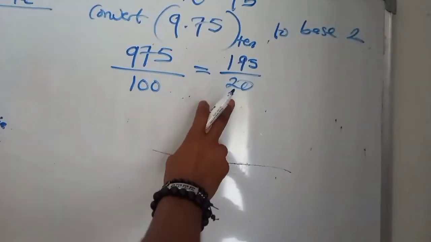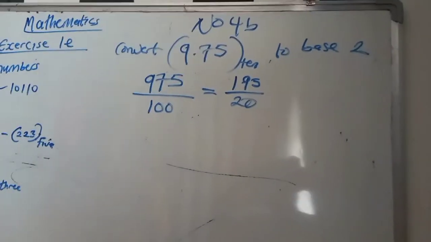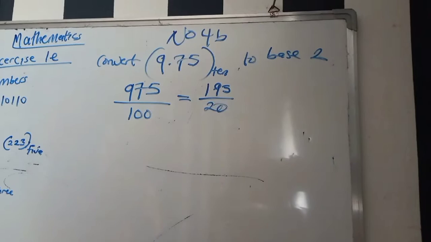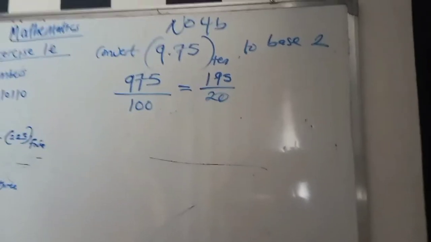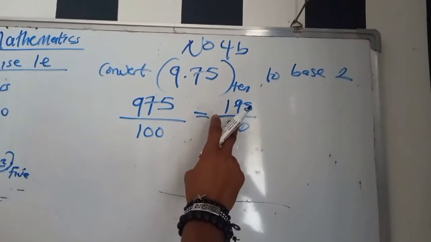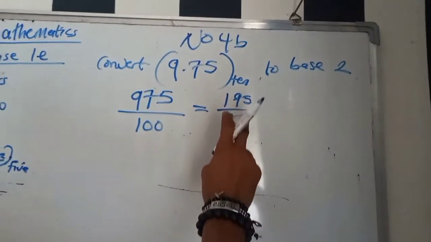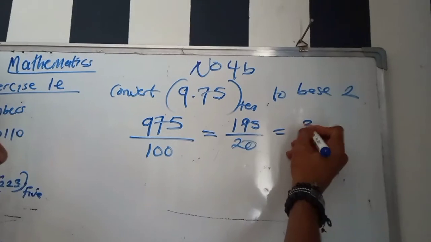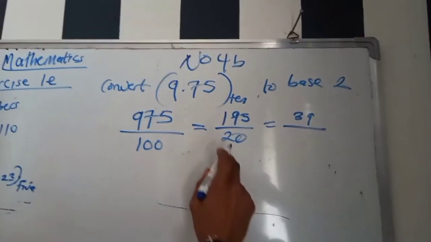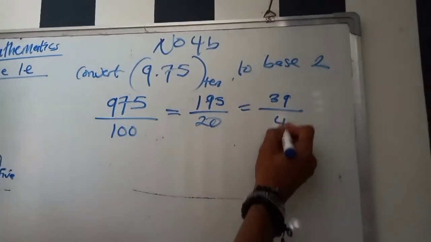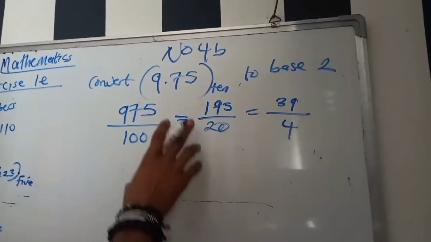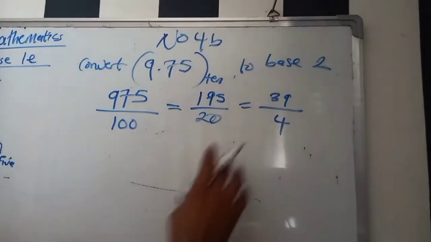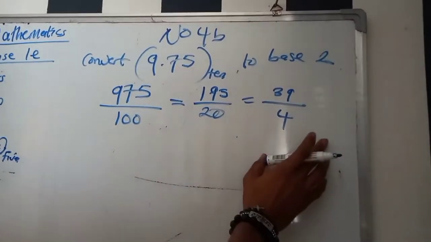The next thing to do is to check, is there anything else I can divide? 5 can divide again. 5 can divide 195 and 20. So 5 going into 195 is 39 times, and 5 going into 20 is 4 times. So I think this is the lowest term, because nothing can go again. What will I do now?